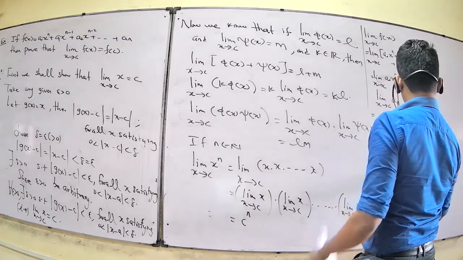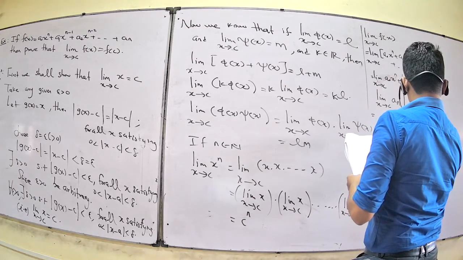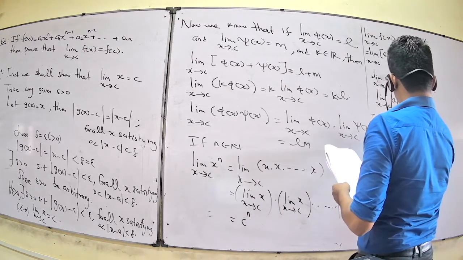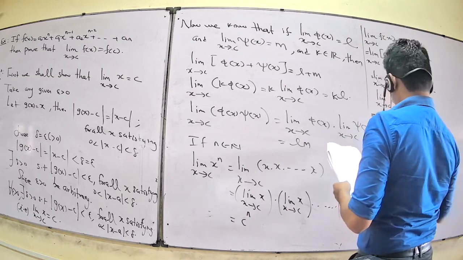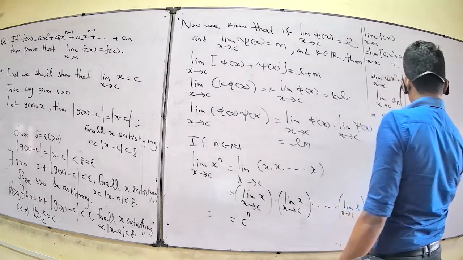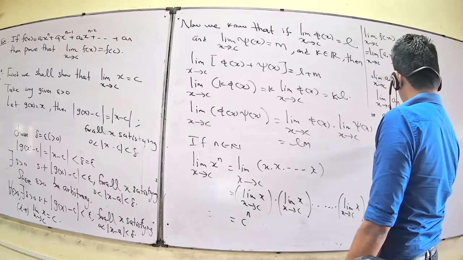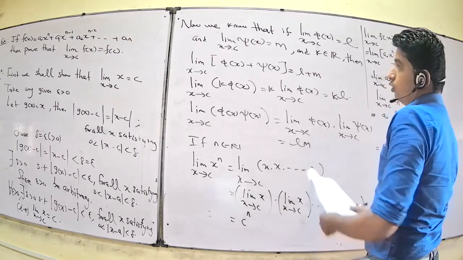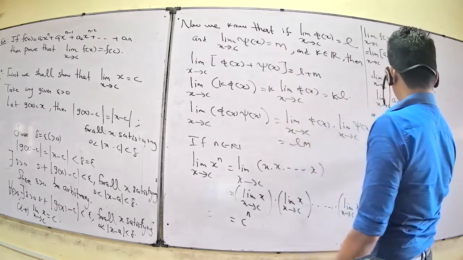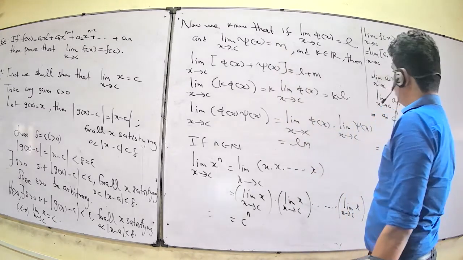Because of the term An minus 1, C plus, the last term is An. Right, it is your answer. Now, you check this answer. Suppose it is your f of x. In the f of x, you put x equal to c, and you get this answer.